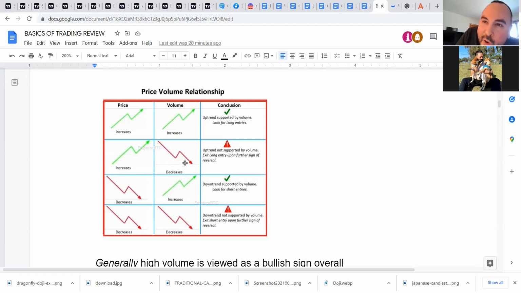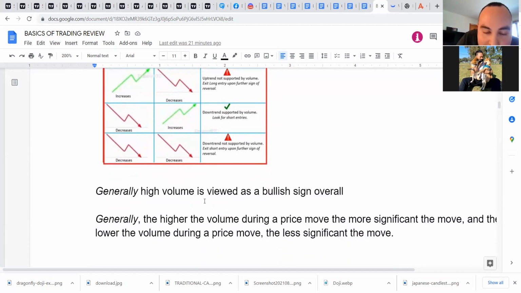But if you don't have volume, then things get a little bit iffy. You don't really have confirmation is the best way I can describe that. So you look for healthy volume when looking at moves. If you don't have healthy volume, then almost think of it like a question mark. You know what I mean? Again, a question mark in that story that you're trying to tell with the chart. So generally, high volume is viewed as a bullish sign overall.